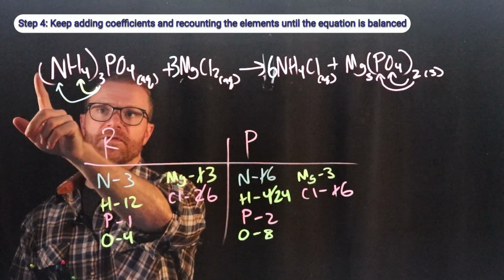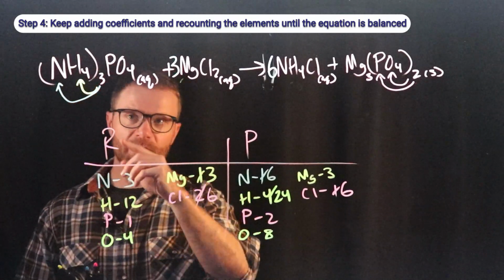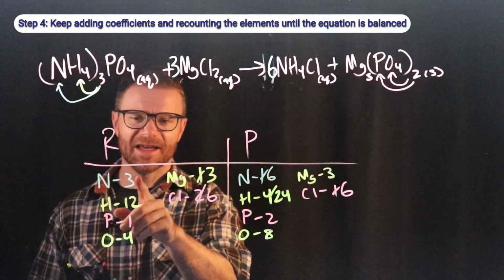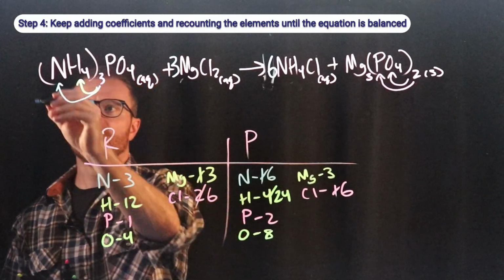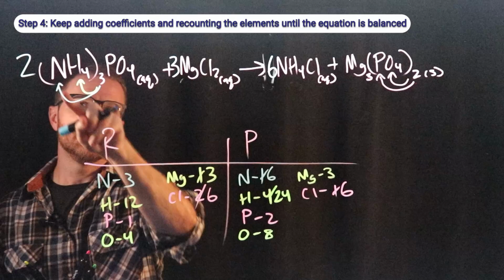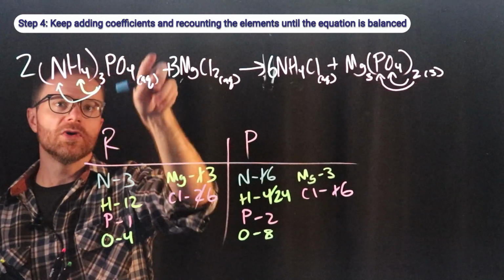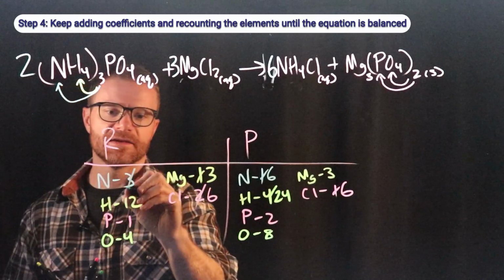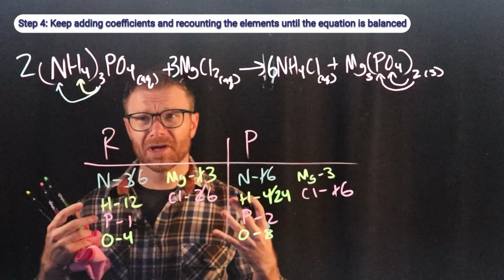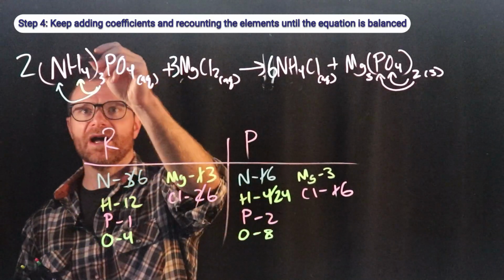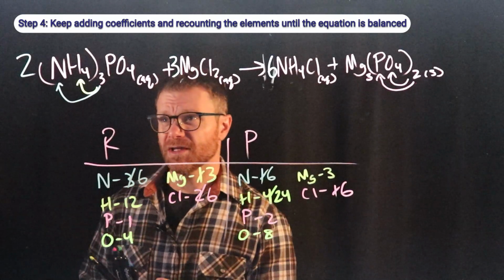So if I have 3 nitrogens for every 1 ammonium phosphate, how many ammonium phosphates am I going to need to get 6 nitrogens? Well, that's just 2. Each one of these ammonium phosphates contains 3 nitrogens, so 2 ammonium phosphates will contain 6 nitrogens. Now that balances my nitrogens, but it's also going to mess with a bunch of other stuff. My hydrogens, my phosphoruses, and my oxygens.